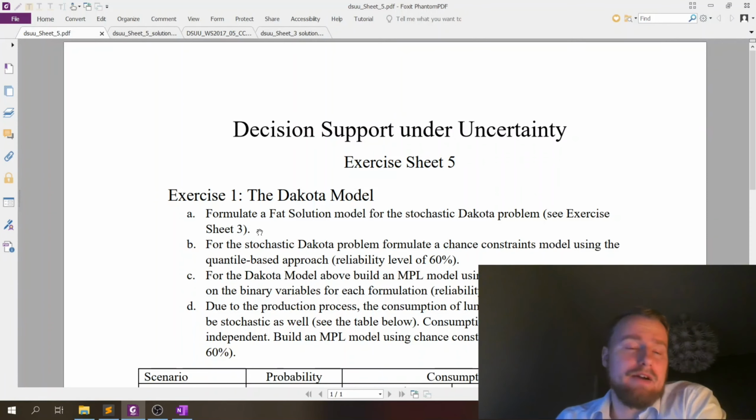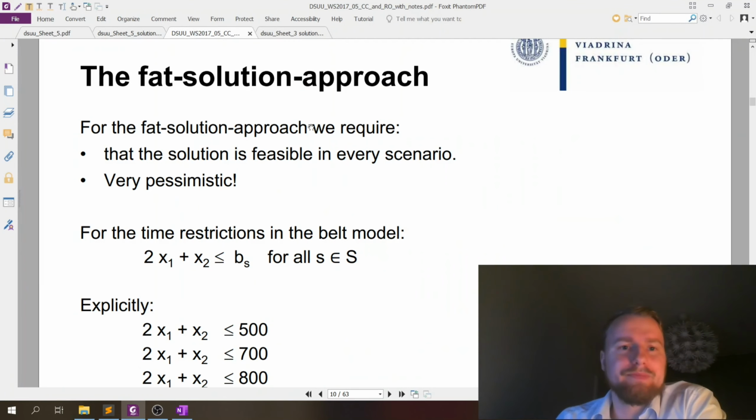And we start with the first approach of chance constraint. It's the fat solution optimization. So I will shortly go to the lecture, where there is an explanation of what the fat solution is. According to the fat solution, we want to construct such a model that whatever scenario realizes in the future, none of the constraints from any of the scenarios are violated.